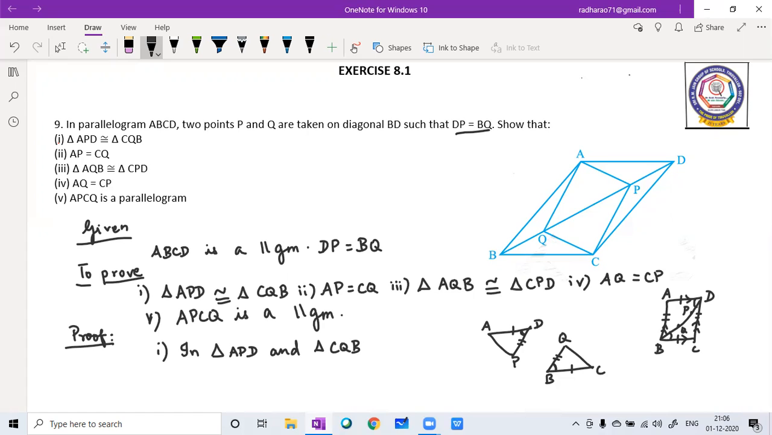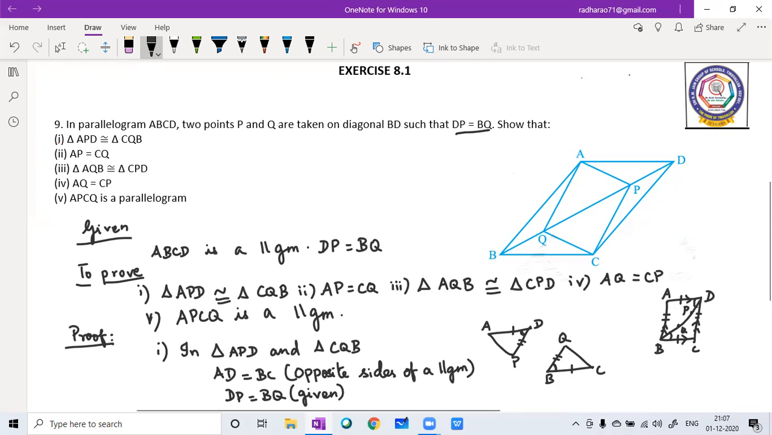Okay, so let us write what all is given equal. AD is equal to BC. The reason is opposite sides of a parallelogram are always equal. And DP is equal to BQ. That is given in the question itself.